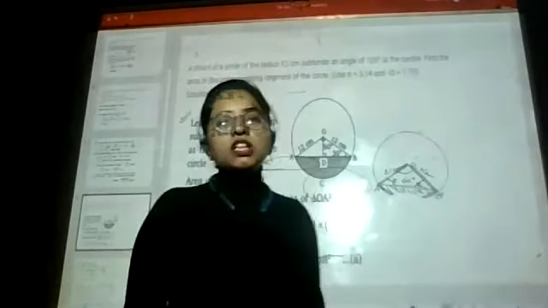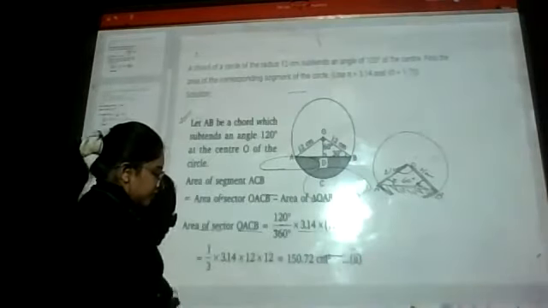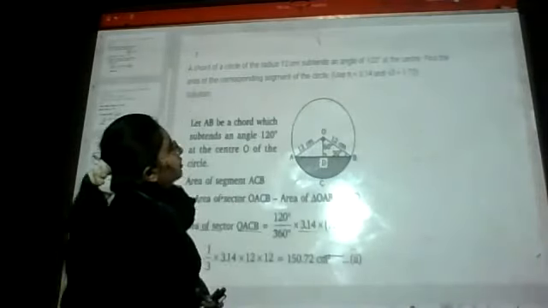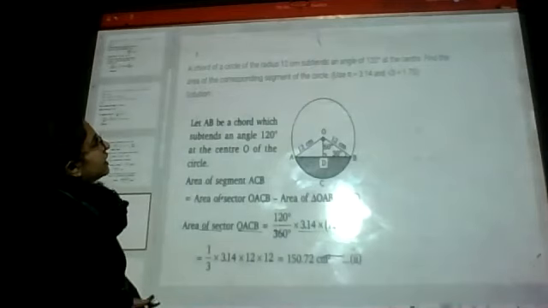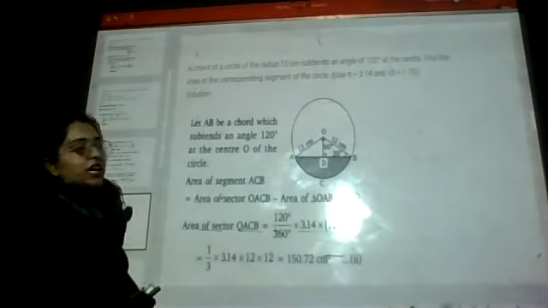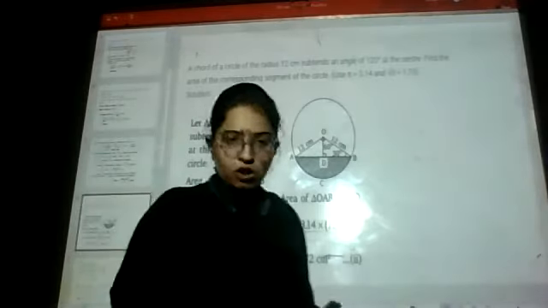Okay, now coming to the next question, question number 7. It's too easy, very simple. See how we will do. A chord of a circle of radius 12 centimeter subtends an angle of 120 degree at the center. Find the area of the corresponding segment. Okay. We want to find the area of the corresponding segment now. How will we do? See.